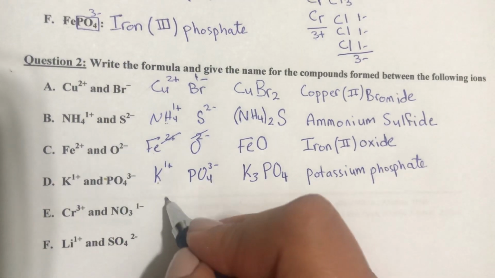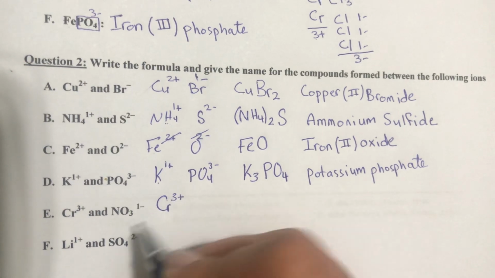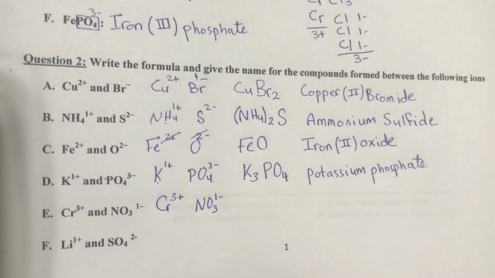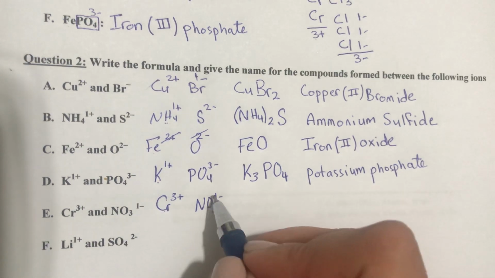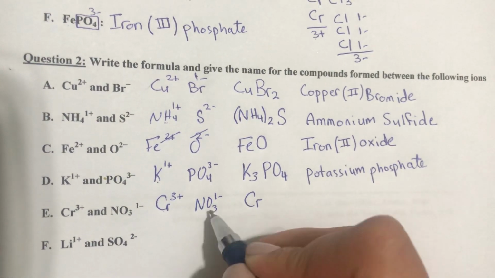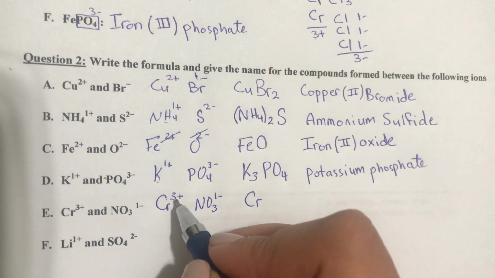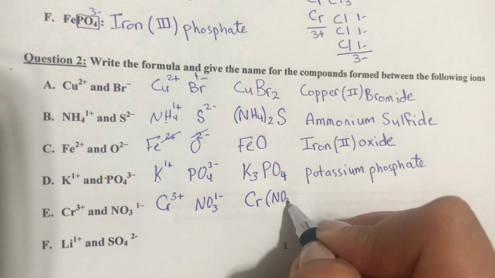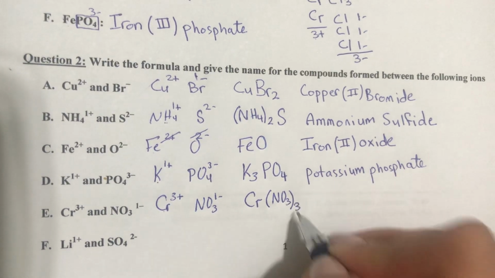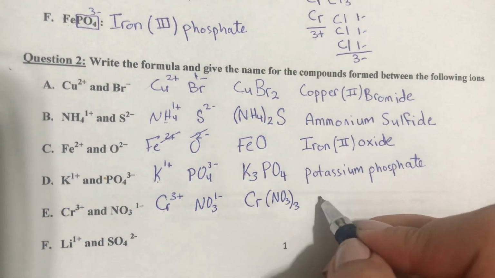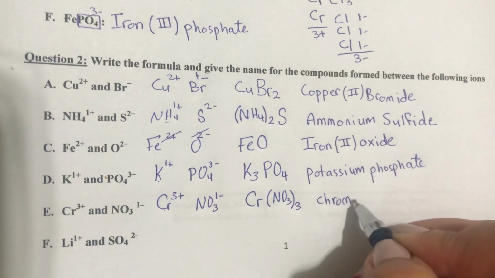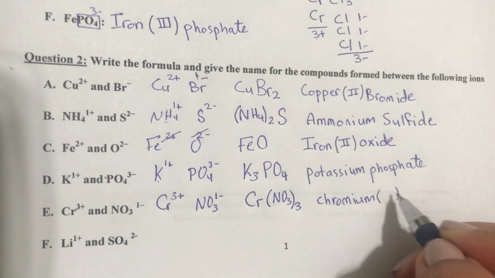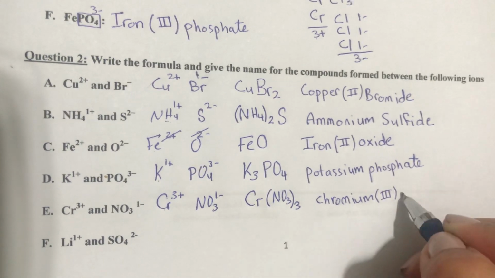Now Cr +3 and NO3 -1. You have to multiply Cr by 1 and NO3 by 3. Because it's a polyatomic ion, you have first to put it in between brackets, then multiply by 3. So the name is chromium. The charge of chromium is +3. Nitrate.